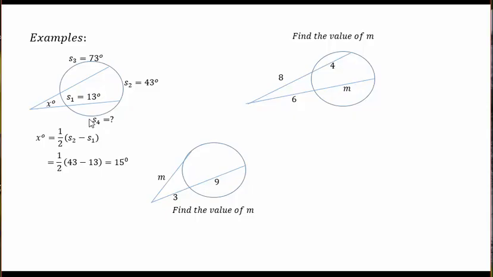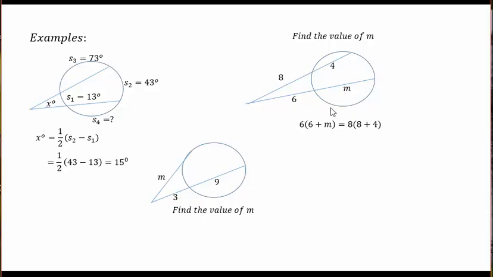Additionally, if we want to find the value of S4, that's fairly straightforward. We know that all the angles of a circle together equate to 360, and so S4 would simply be 360 minus the sum of the other three angles, and if you calculate that, you would get 231, and you can verify that yourself.